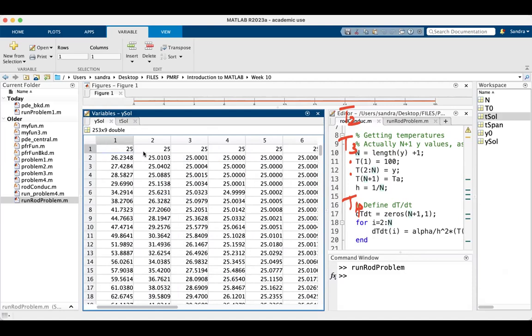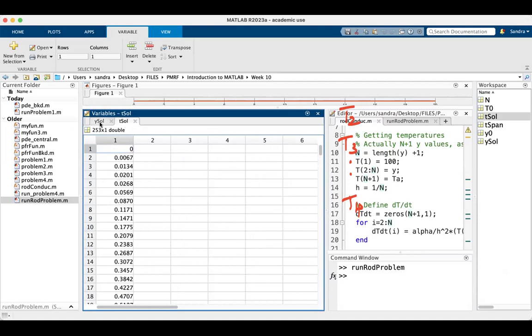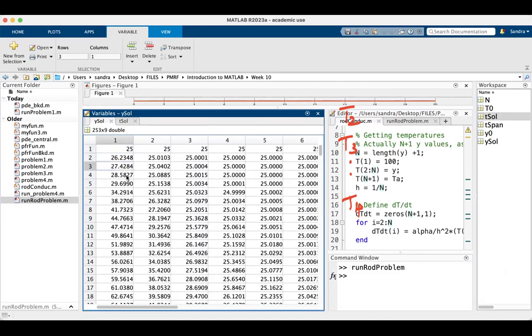You can see every point is starting with 25 degrees Celsius. But as time progresses as per T sol, you can see the temperature is changing. And the change is not the same for two points. Here it is 26.23. Here the temperature was 25.03.